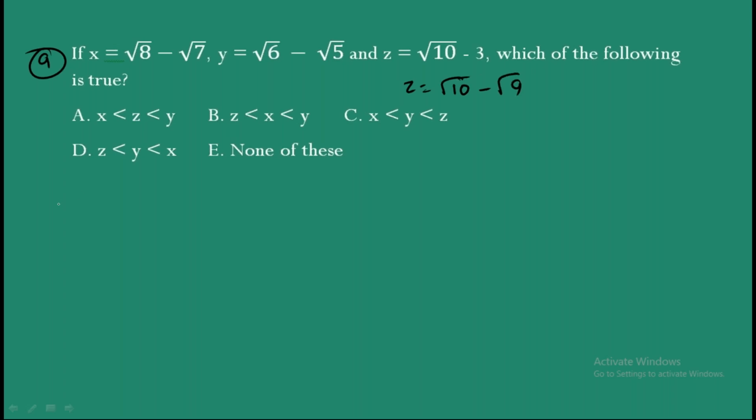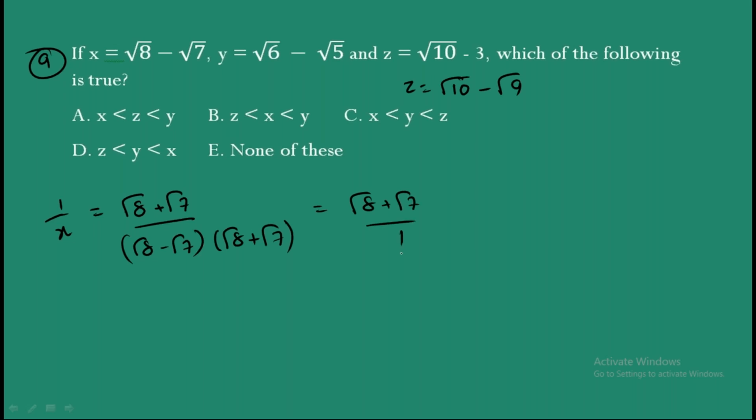One thing, you do 1 by x. If you do 1 by x and apply rationalization, root 8 plus root 7 divided by root 8 minus root 7 into root 8 plus root 7, which will become root 8 plus root 7 only. Denominator becomes 1. 1 by x is this. Similarly, 1 by y will become root 6 plus root 5. 1 by z is root 10 plus root 9.